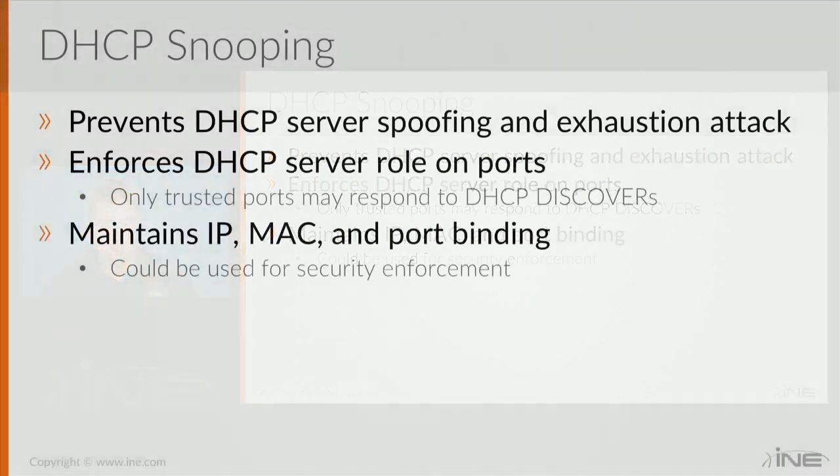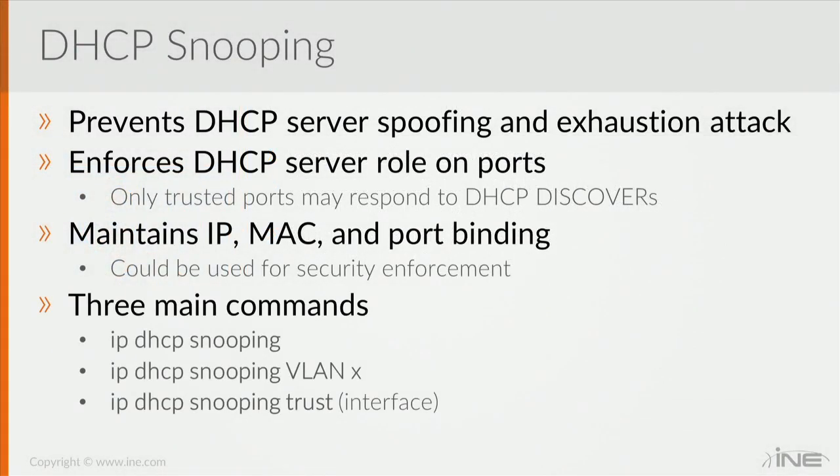Now, specifically, the way that we configure this is going to be three main commands. We have IP DHCP snooping in global config, IP DHCP snooping for the VLAN, and then IP DHCP snooping trust at the physical port level.